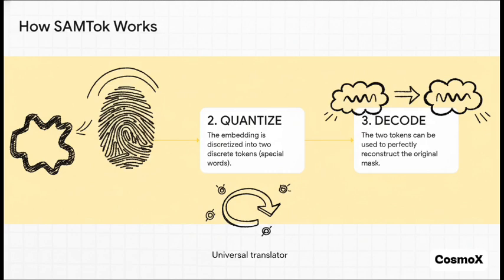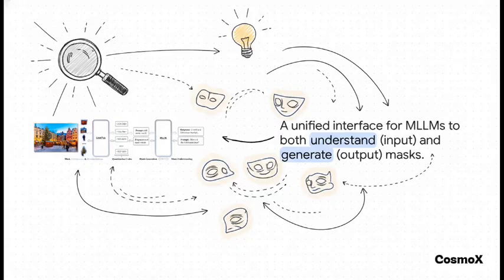It looks through its dictionary and finds the 2 special words that are a perfect match. And finally, and this part is key, it can decode. It can take those same 2 words and perfectly rebuild the original mask. It's basically a universal translator between pictures and text. And this diagram just shows it all beautifully.